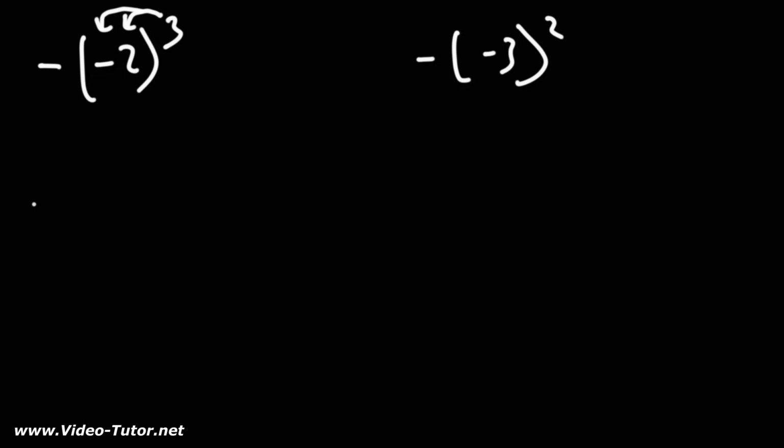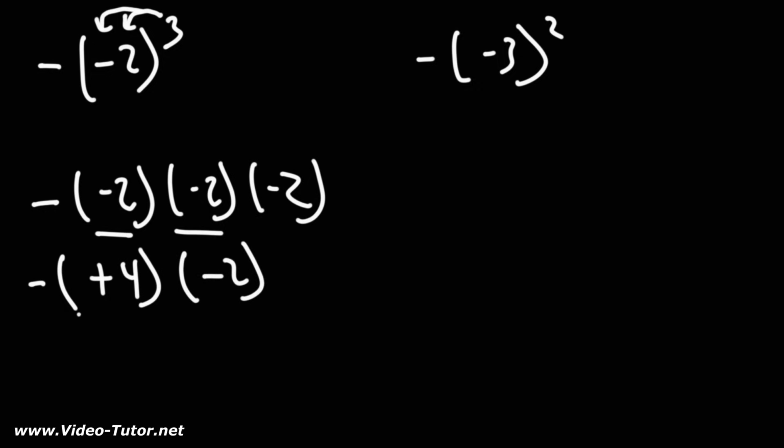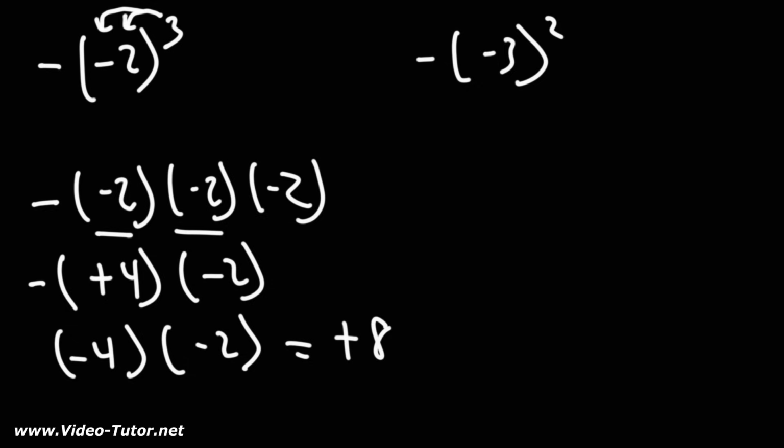So we have one negative sign outside of it, and we're multiplying three negative 2's. Negative 2 times negative 2 is positive 4, and we still have the other negative 2. Negative times positive 4 is negative 4. Negative 4 times negative 2 is positive 8. So that's the answer for the first one.